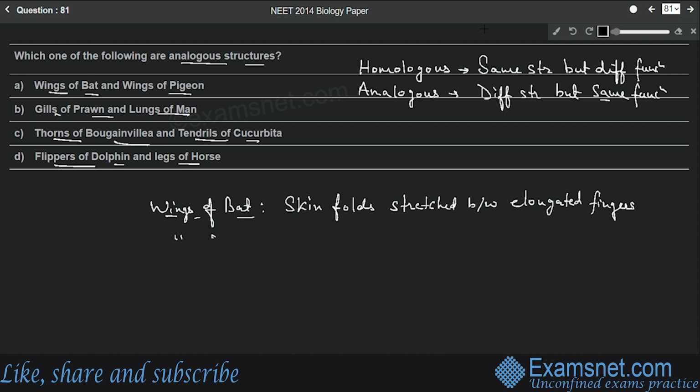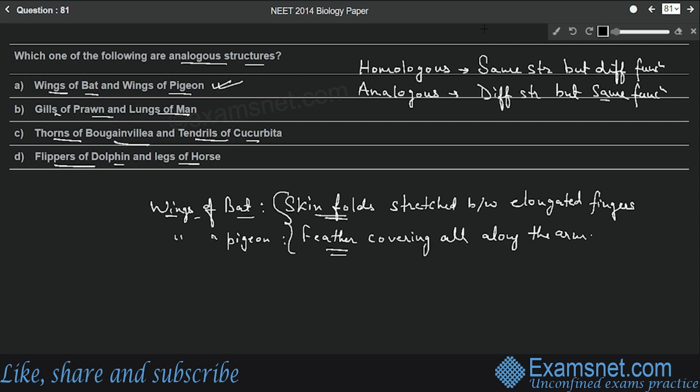And wings of pigeon, that means bird, these are the feather coverings all along the arm. So definitely the skin fold is entirely different from feather in case of structure. If we discuss the structure, these are structurally different although they perform the same function. Therefore these are examples of analogous organs. So option A will be the correct answer.